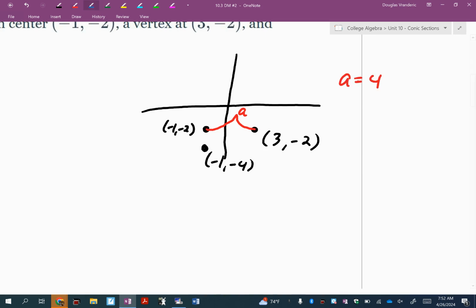Now, the other distance from the center to a co-vertex is letter B. The distance from the center to a co-vertex is always letter B. So in this case, I'm counting from -2 to get to -4. How far away is -2 to get to -4? It's just 2 units, right? So B is 2. And if you know the center and you know A and B, you have everything you need to write the answer.